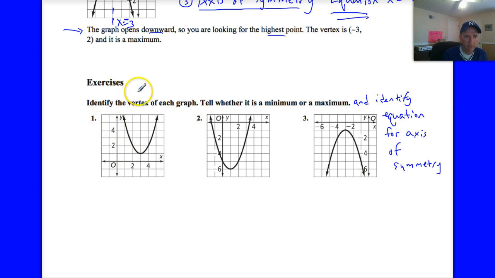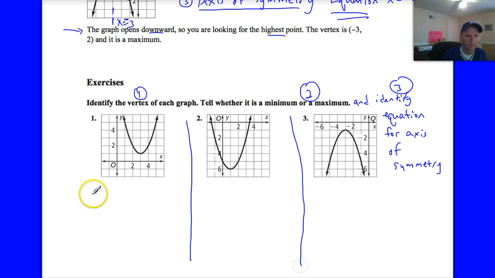Okay, so number 1. So let's do those 3 things. Identify the vertex. That's going to be number 1 for each of them. Tell whether it's a minimum or a maximum. Number 2 and 3. Identify the equation. So divide this into 3. We got 3 questions here. So 1, 2, 3.